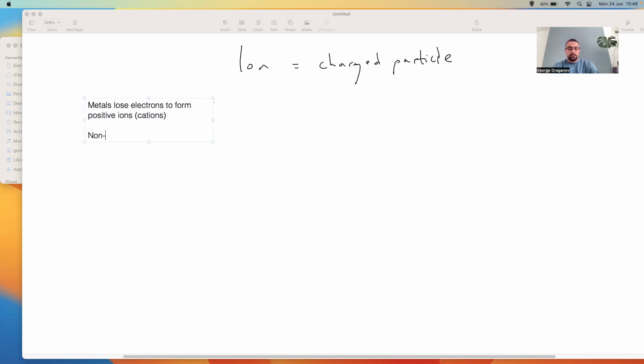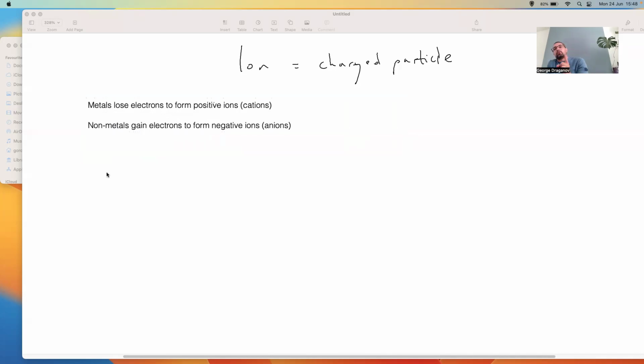Whereas non-metals gain electrons to form negative ions called anions. So that's the basic facts. Metals will lose electrons, so they're losing their negativity to become positive, and non-metals will gain negative electrons to form negative ions. So I could just edit this by saying gain electrons, plural.